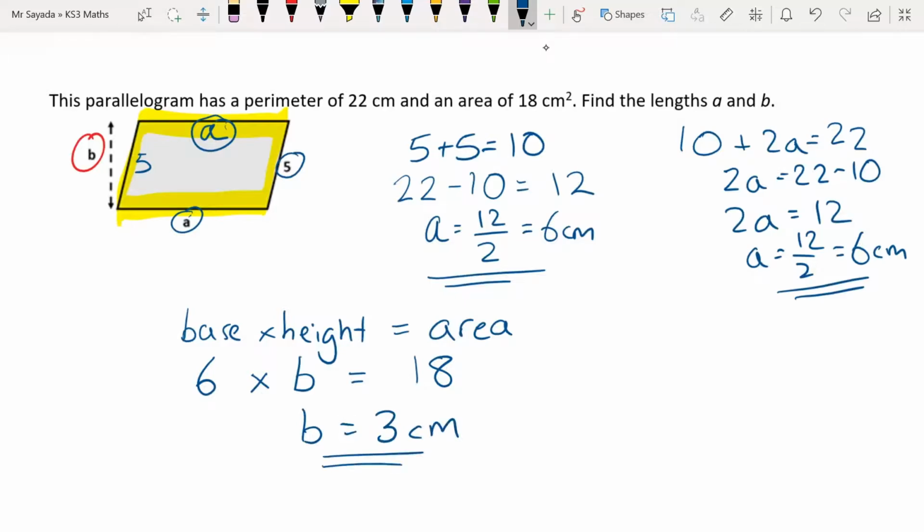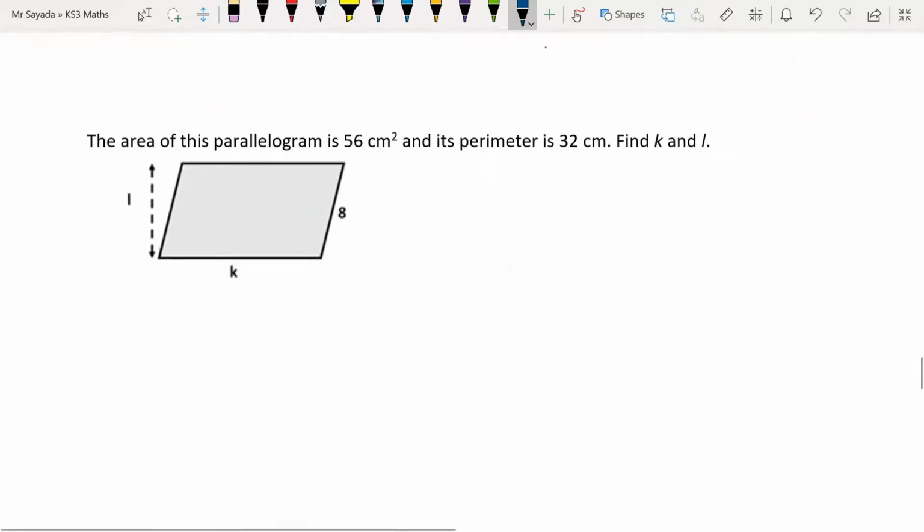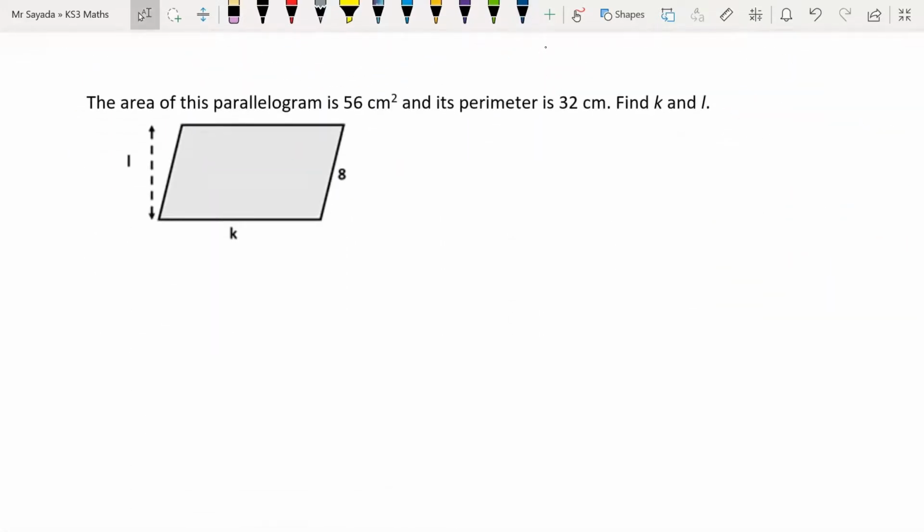There we go. So I worked out A by using the perimeter, and I worked out B by using the area. So I had to do that methodically, doing one and then the other. We're now going to do a similar example together. Pause the video to read the question, press play once you're ready. So we're going to do this example together. So we're going to start by working out K.